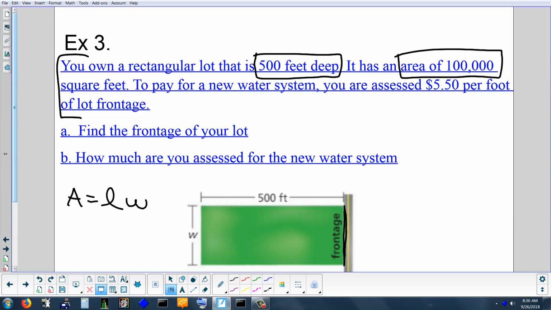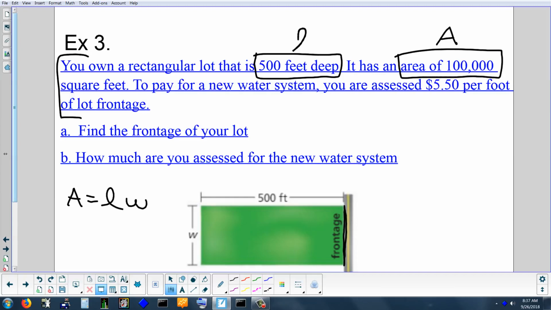So we know the area. That's right there. And we know the width because it says that it's 500 feet across. So it says it's 500 feet deep. Okay, so we don't know the width, but we do know that it's somewhere in the problem. No, the width isn't in the problem. That's what we have to solve for. Oh. Yep. We know the length.